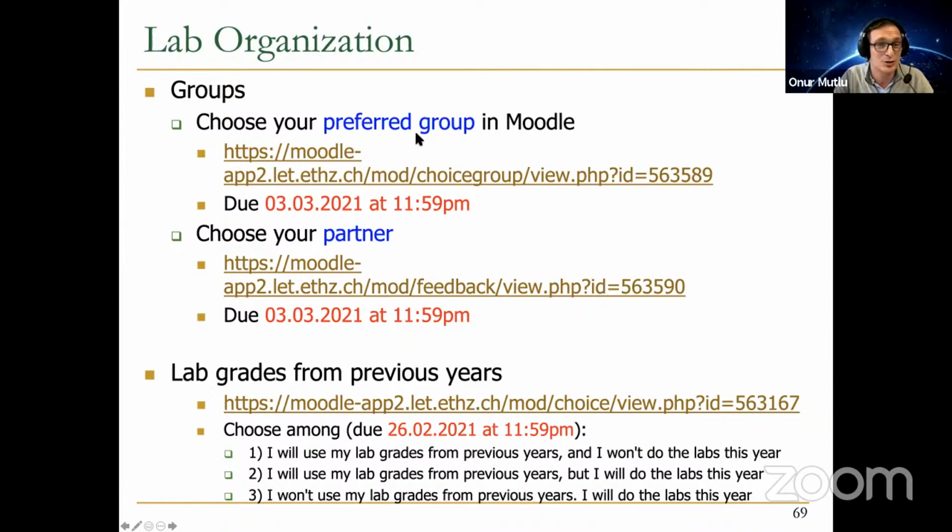These are key things. Choose your preferred group. As I mentioned yesterday, try to find a partner whom you know and whom you can work with. That's important. And I think some of you already mentioned that you're going to use your lab grades from previous years. And those of you who are going to use your lab grades, thank you. I think that's going to be good for you because you're just going to get the same grade, which is probably perfect, or close to perfect, let's say, given that you opted to do so.